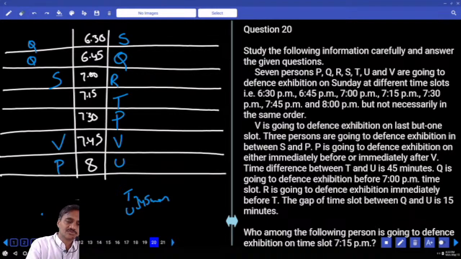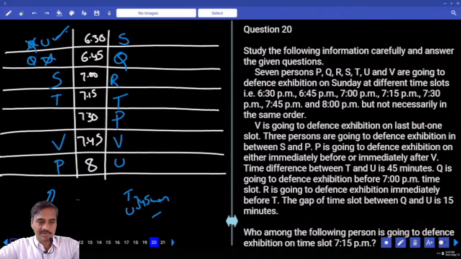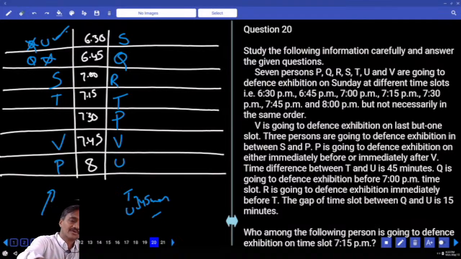Now we are left with this one. In this one, Q and U must be in these 2 places only, because the difference between these 2 is 15 minutes, and T and U is 45 minutes. If U is in the first place, then 6:30 and 45 minutes, T will be here. If U is here, then Q will be here. The time slot gap between Q and U is 15 minutes. R immediately before T is invalid. Hence, we cannot have U at this place.